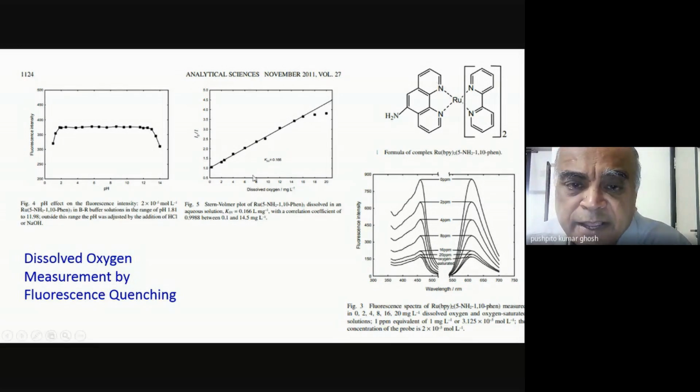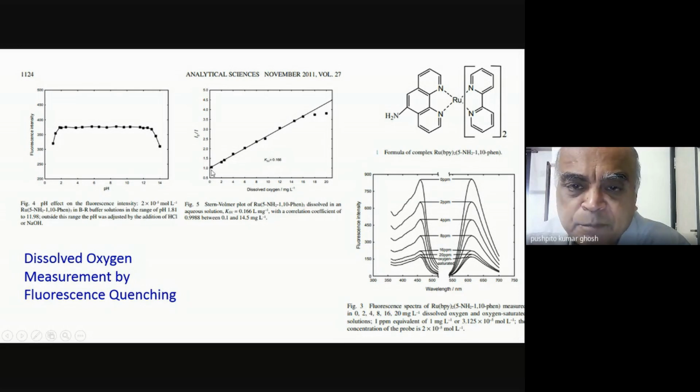And the third thing is that you have to make a calibration plot. And the calibration plot is what? It is the ratio of your initial fluorescence when you have no oxygen divided by the fluorescence for a particular known concentration of oxygen.